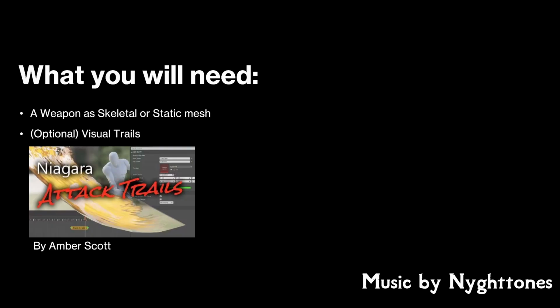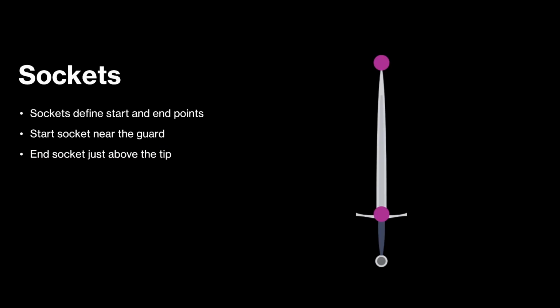There's a couple things you will need beforehand. First is obviously a weapon as a skeletal or static mesh. It doesn't matter which one of those you pick, you can even mix and match, I think, because we'll be converting it to a scene component and then getting certain variables from it. And this part is optional, but you can add visual trails. This is a stylistic choice, what they look like doesn't matter. But I recommend this tutorial by Amber Scott. He uses a Niagara timed effect notify, which you can adapt to include the logic that I'll be covering in the tutorial.